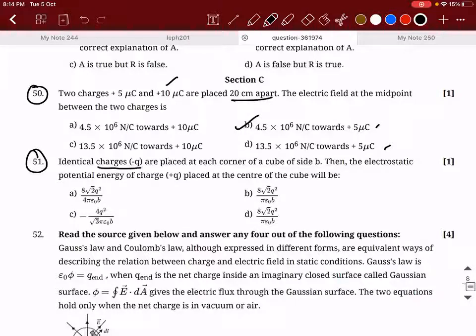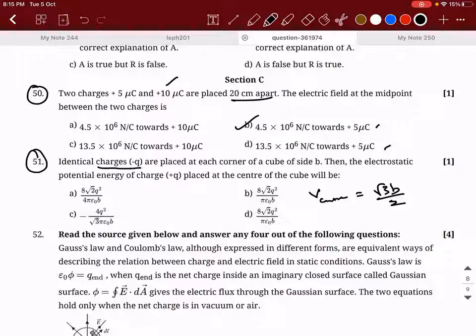Identical charges minus q are placed at the corners of a cube of side b. Then the electrostatic potential energy of charge plus q placed at the center of the cube. So can you calculate the potential at the center of the cube? What is the answer? What will be the length of half of the diagonal of the cube? It will be root 3 b divided by 2. So this is the only thing you need to know. How many charges are going to be there? There are 8 charges, right?